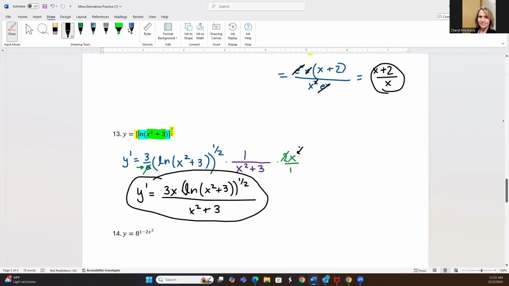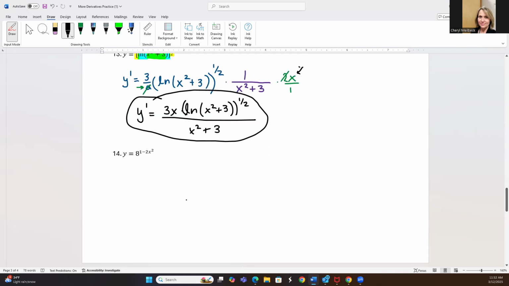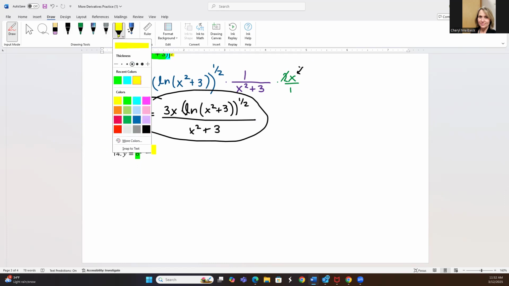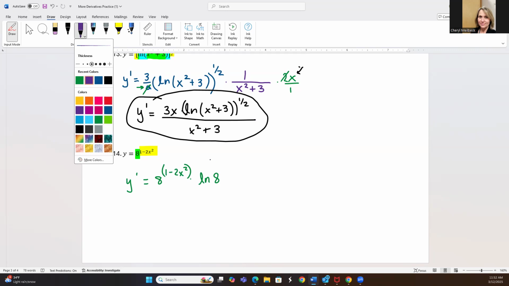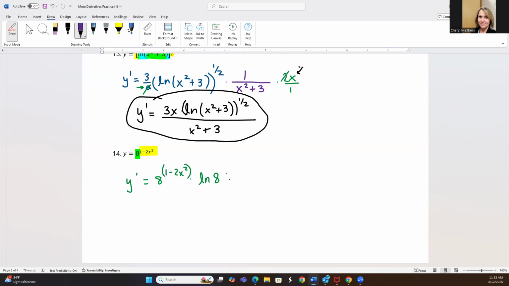All right, let's go ahead and look at problem 14. Once again, problem 14 involves the chain rule. Our outside function is a base taken to a power, and the inside function is that exponent. So looking at 14, taking the derivative of 8 to some power, it's going to be 8 to that power times the natural log of 8. Now we want to take the derivative of this inside function, and the derivative of 1 minus 2x squared, I believe, would be a negative 4x.